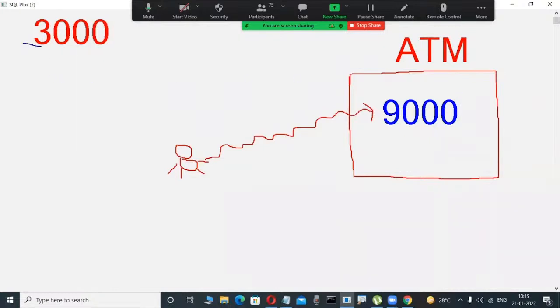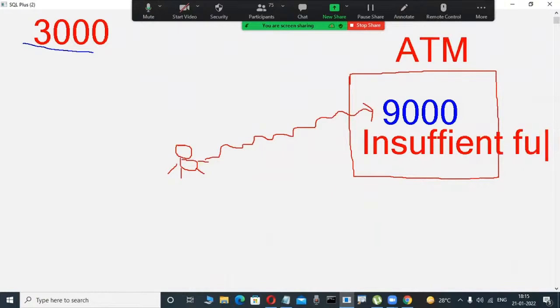Here my balance is 3,000, but how can I get it? Okay, so 9,000 rupees is impossible. In this case, it will give a message. You are observing on your ATM machines, maybe some message will be displayed, suppose "insufficient funds". Why? Because here your balance is low, 3,000, but you are trying to retrieve more than 3,000, that is 9,000, 8,000, 7,000 like that. How is it possible? In that case only the insufficient funds message will be displayed.